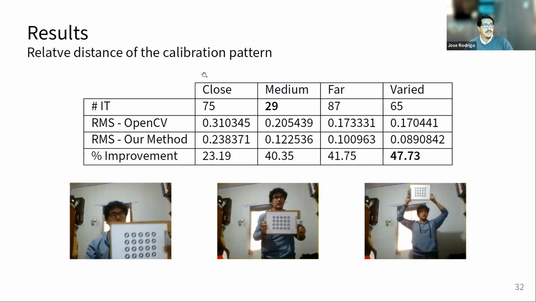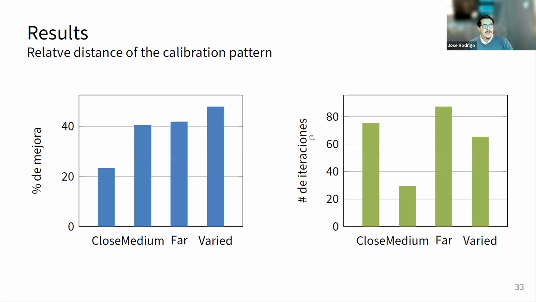In the relative distance of the calibration pattern, we can see here some images where the pattern is positioned close, medium, and far. As I said, it's half a meter, and a meter and a half. We can see here the difference between the number of iterations and the percentage of improvement, where we can see that the number of iterations is less when we position the calibration pattern at a medium distance, but the percentage of improvement is greater when we position the calibration pattern at varied distances. Here we can see it graphically.